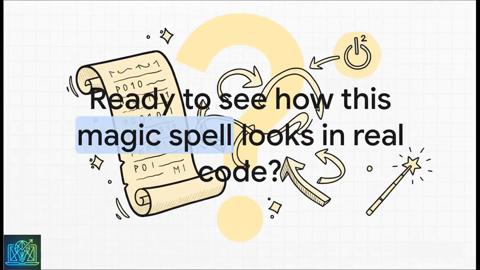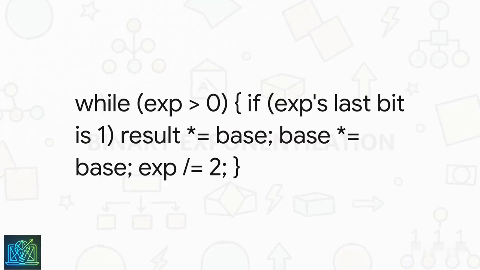So now that we've got the story, the magic behind the scroll, are you ready to see how a real programmer would write this spell? Let's take our storybook logic and translate it into some actual code. All right, let's break down this C++ spell. So that while loop, that's basically us saying, hey, as long as our exponent is still bigger than 0, we need to keep reading the recipe. Makes sense, right? Now, inside that if statement, that's how we check the very last binary digit.